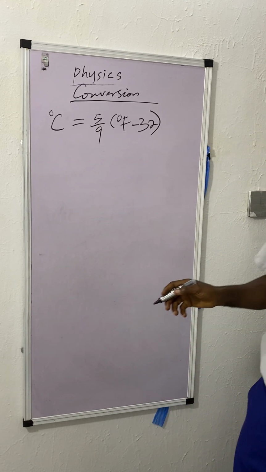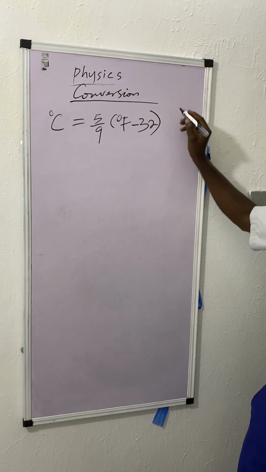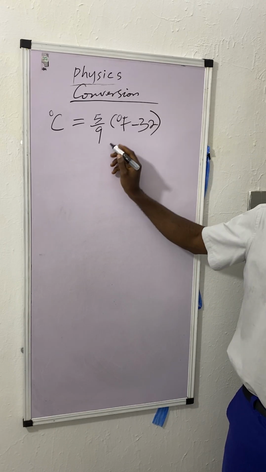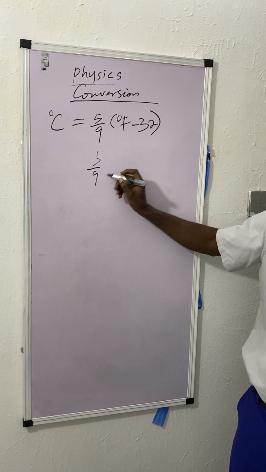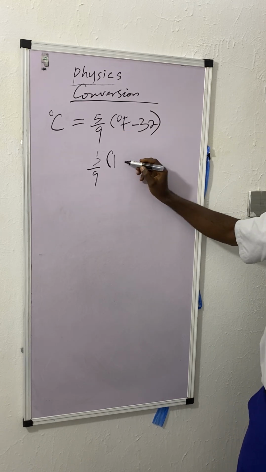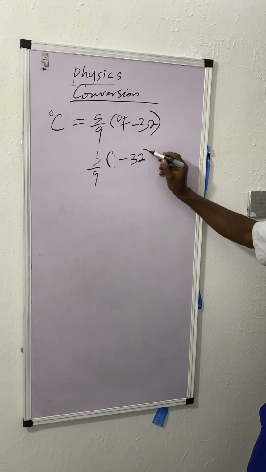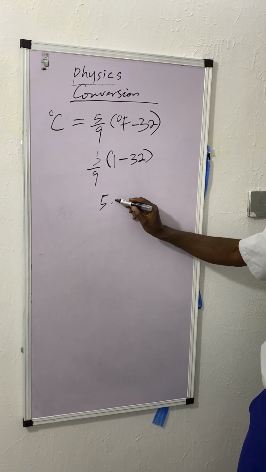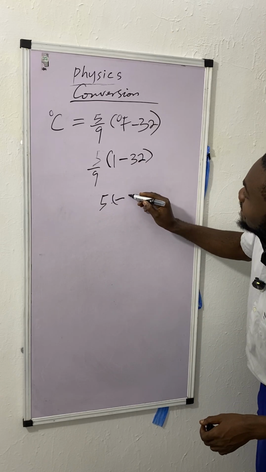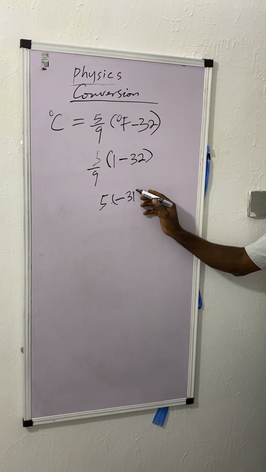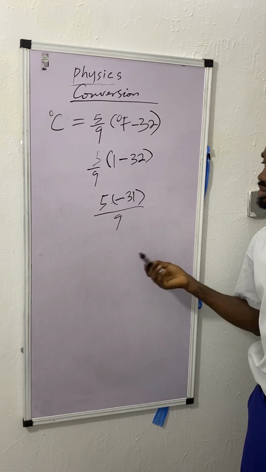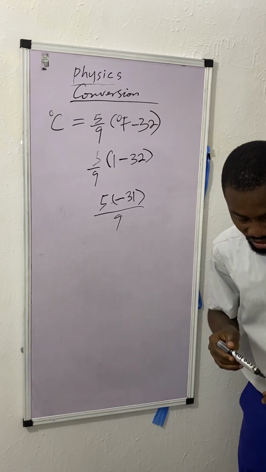So let's say you want to convert 1 degree Fahrenheit to degree Celsius. How are you going to do it? 5/9, you substitute your degree Fahrenheit. Bracket open. What is the degree Fahrenheit? 1 minus 32. So we are now going to have 5 times minus 31, bracket close, over 9. This times this, you get what you get divided by 9. You get your answer, your degree Celsius.